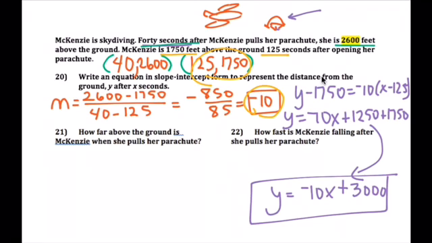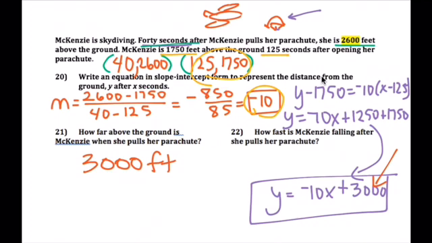Okay, now thinking about what that means. How far above the ground is Mackenzie when she pulls her parachute? So at the beginning, when she first pulled her parachute, how high was she? Think about the part of the equation that tells us that. It's going to be 3,000 feet because that's the y-intercept. That's when time began for this problem.